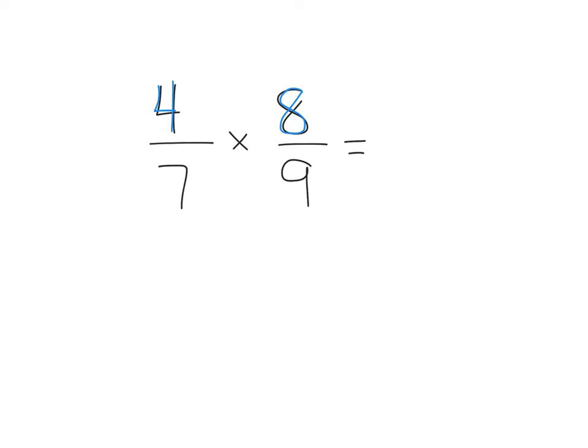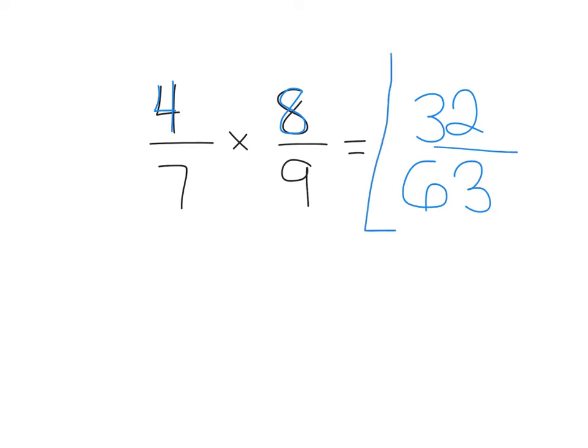So I'm just going to multiply the numerators. 4 times 8 equals 32. And multiply the denominators. 7 times 9 is 63. And before I move on, I want to double check that it is in simplest form. And in fact, it is.